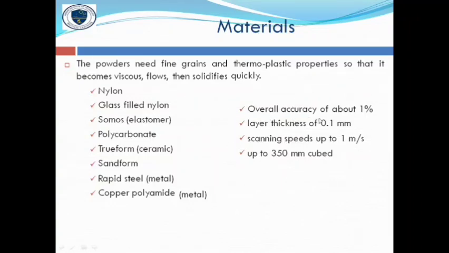That means an overall accuracy of about 1%, then a layer thickness of 0.1 mm, which is the maximum mentioned here. Then the scanning speed is up to 1 meter per second. At last, the build volume operates up to 350 mm cubed. In the next slide we want to see one video based on a flexible material, a powder-based nylon product which has been manufactured in that particular video. So let's watch.